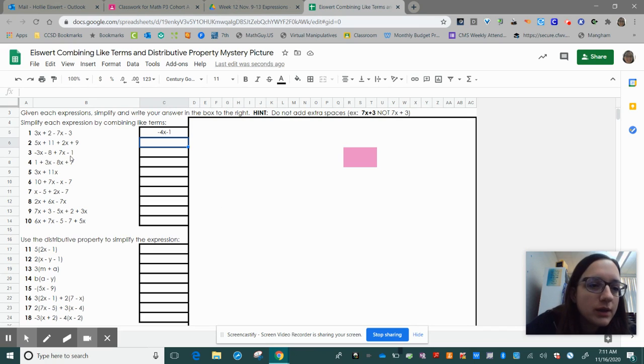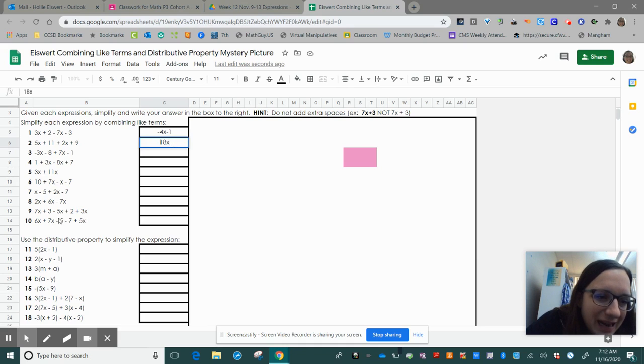Let's do number 10. So we have 6x plus 7x plus 5x. Those are 3 terms together. Good news is they're all positive, so we just add them all together. So we have, what's that, 18x. If we add all those together, 18x. You can use a calculator if you need, but you can just count it up. Okay, and then we have our constants.